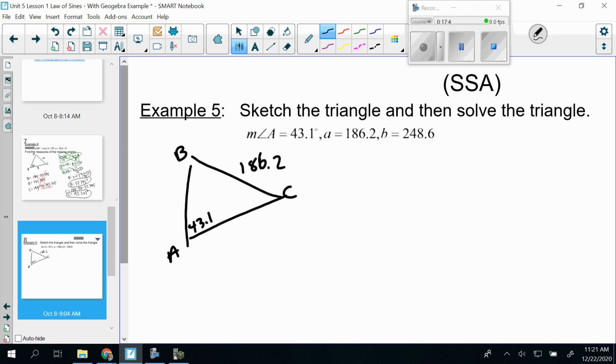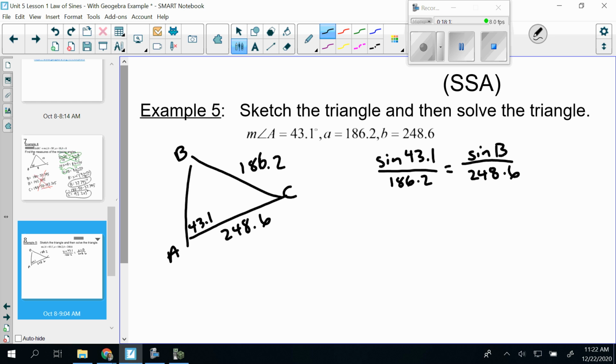And then side B, across from angle B here, is 248.6. We want to find all the missing stuff. Let's again find angle B first here. So if we use angle A and side A, and we don't know angle B right now, but we can find it, and we know side B is this. Let's do our cross multiplying again here.